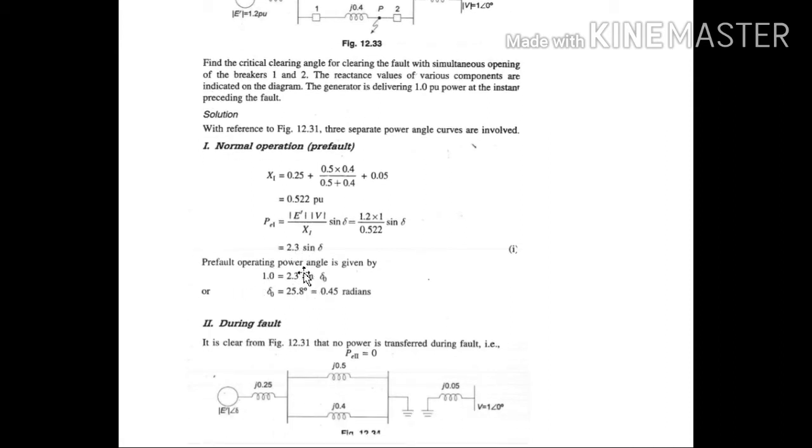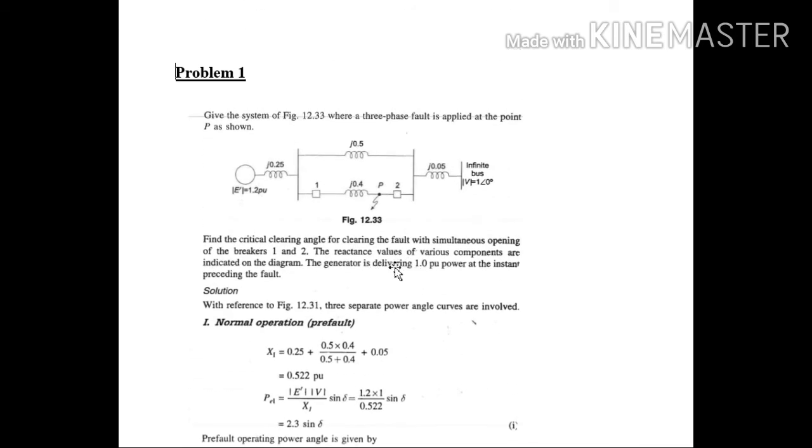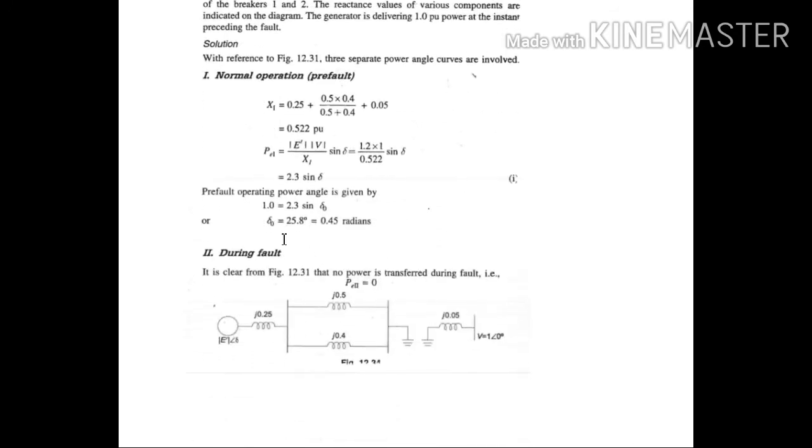Now if I want to find out the pre-fault operating power angle, that is del 0, it can be simply obtained as the initial loading, which I know as PM, given as 1. Okay, in the problem it is given. Are you seeing this? The generator is delivering 1 per unit, right? So 1 is equal to 2.3 sin del 0. So del 0 is equal to 0.45 radians. In degrees, it is 25.8 degrees.